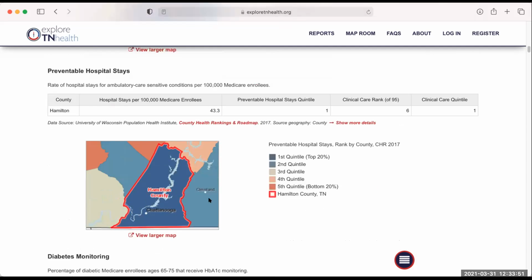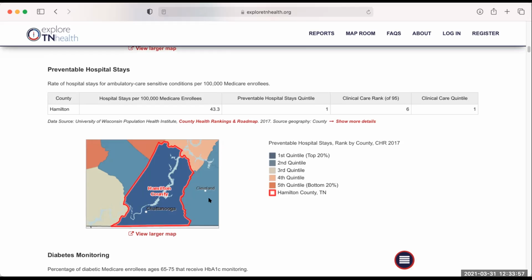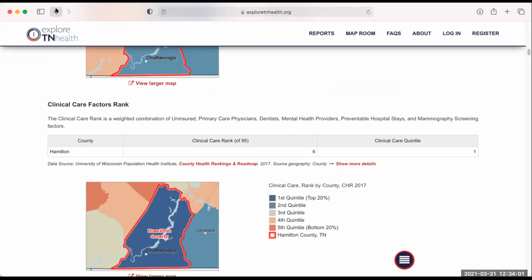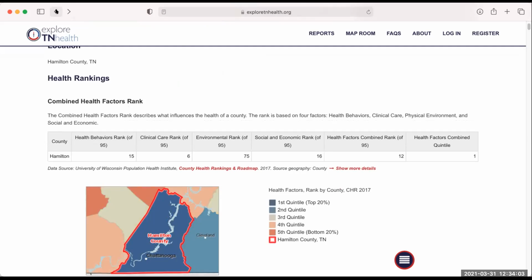All right, preventable hospital stays. That is a really interesting one. I'm curious to see how that will change in the future. And so you see, there's lots of data here. So now let's look at where it's saying this is coming from.